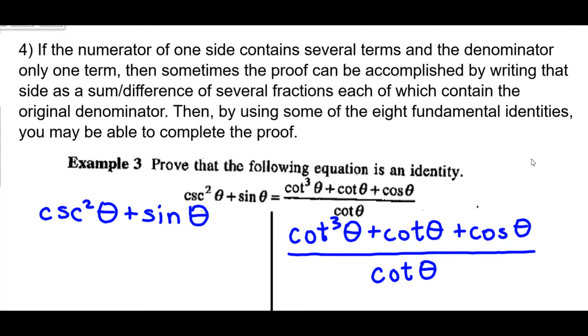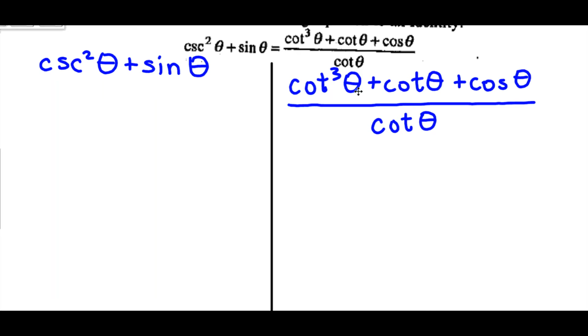So here I have my equation set up already. And so you'll see here is cosecant squared theta plus sine theta, and the much more complicated side of cotangent cubed theta plus cotangent theta plus cosine theta. Now, something I sometimes see students do is they try to add cotangent cubed theta plus cotangent theta. Now, we can't do that because that would be like adding x cubed plus x, and those are not like terms, so we can't combine them. But we are going to use suggestion number 4.